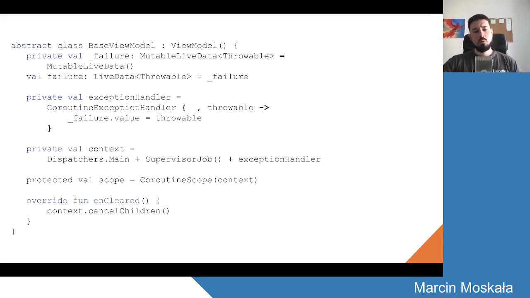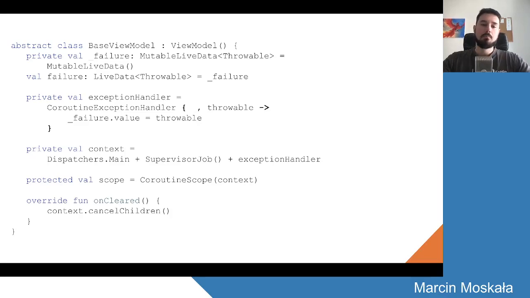In case of Android, we more often specify a scope in some base view model or base presenter or base controller, whatever pattern you use. Here, the typical dispatcher on Android is Dispatchers.Main. We also use a supervisor job, and we might also define an exception handler that shows our exception. In this case, it sets it to some live data that can be observed by our base activity or base fragment. And I also cancel children in case of this view model being cleared.